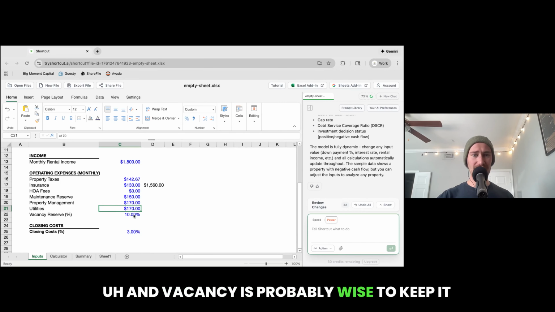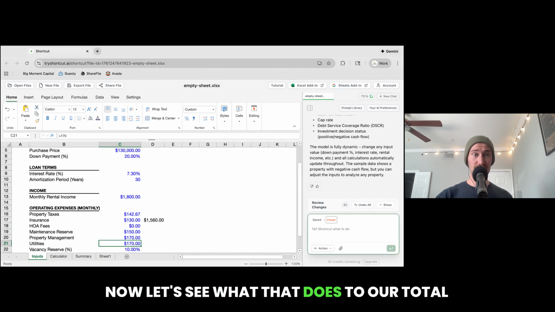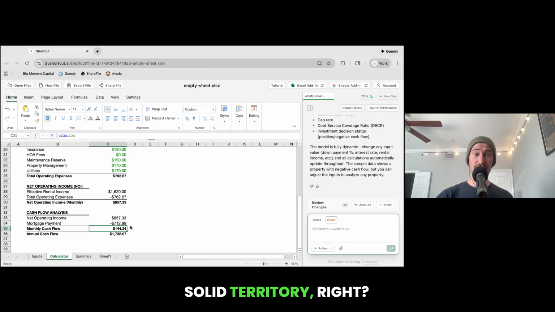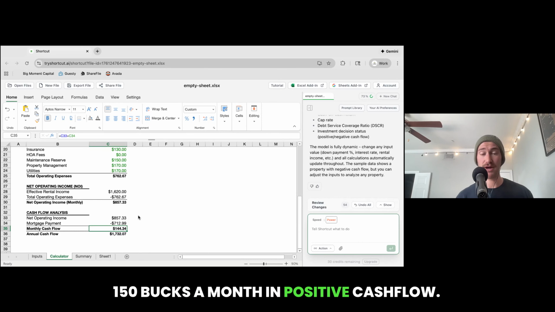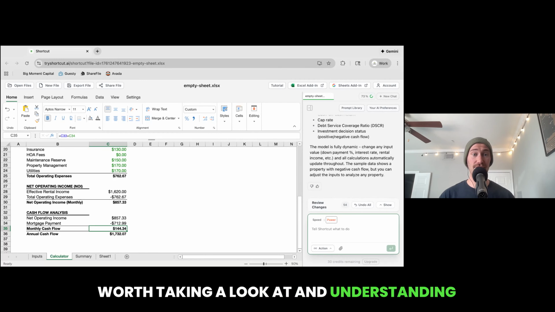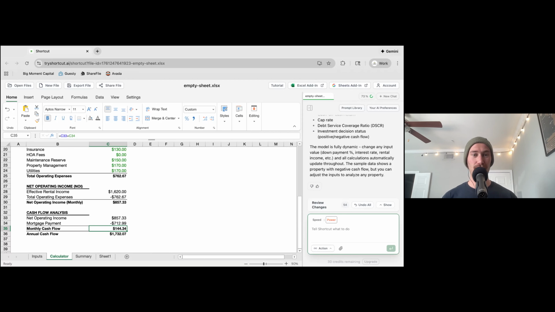And vacancy is probably wise to keep at 10% as well. So we made a couple changes. Now let's see what that does to our total deal. So if we go back here, now we're in pretty solid territory, right? $150 a month in positive cash flow. So this is something that's definitely worth taking a look at and understanding, like, okay, is this something that we're interested in pursuing? But I just wanted to show how you can take a deal that, at least in the first pass, is not something that you're interested in doing and doesn't seem like a quote unquote good deal, and levers you can pull to make it a better deal.